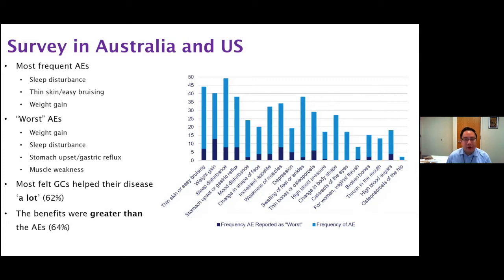However, when you do flip the questions and ask how much they felt that glucocorticoids helped their disease, the majority stated that it had, and also the majority stated that they felt the benefits had outweighed the unintended effects.